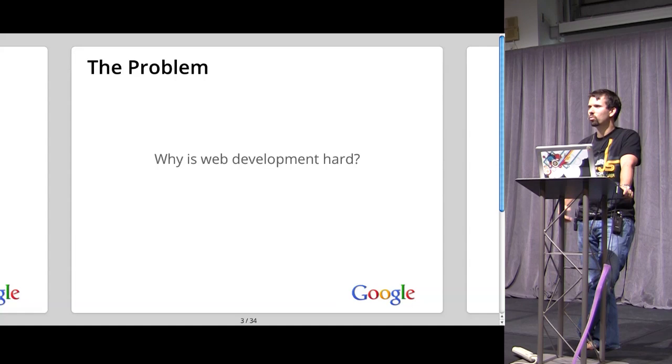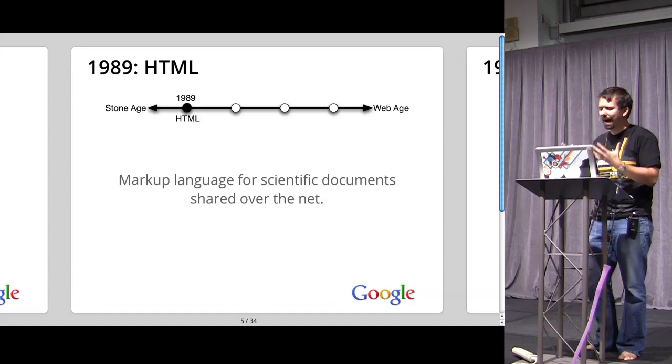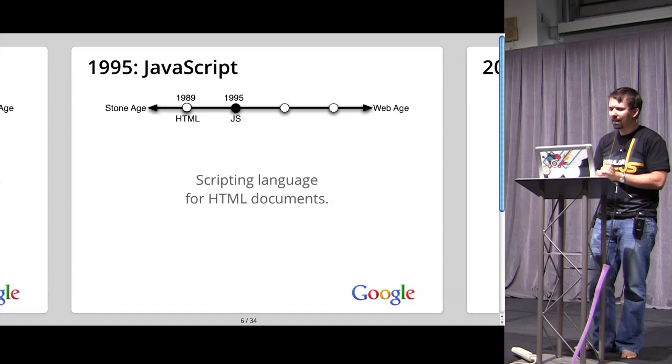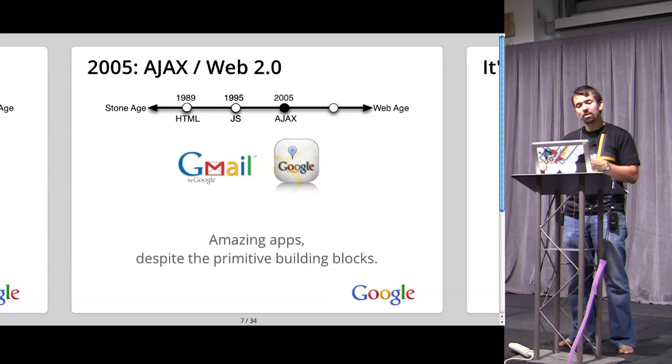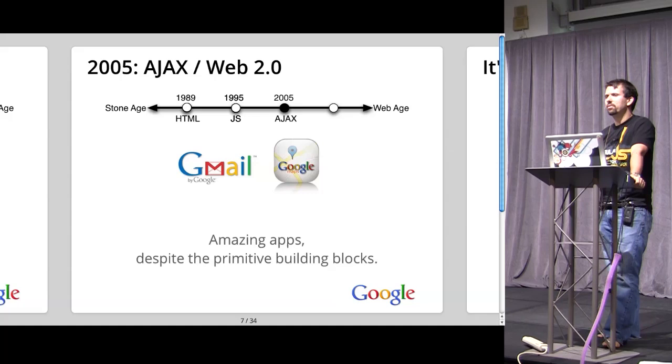So a bit of history. Why did we get to this place of complicated web apps? We all know HTML came in '89, and it really was meant for documents, specifically scientific documents to be shared over the web. It really wasn't meant for web applications. Web applications were an afterthought that got added afterwards. Come '95 and somebody gives us a scripting language. And come 2005, all of a sudden applications like Gmail and Google Maps really push the limits of what's possible in the browser. We call these AJAX applications, and they're pretty amazing if you think about it, despite the primitive building blocks that JavaScript and the DOM give us.